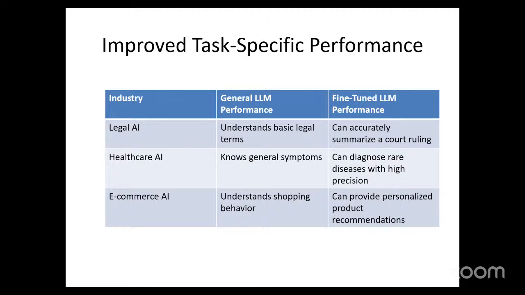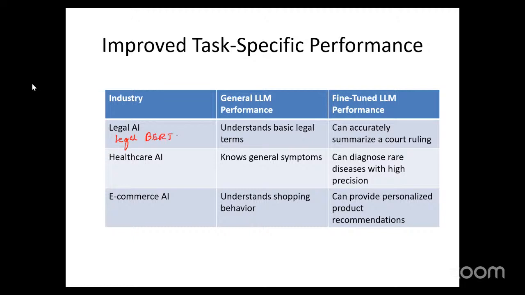So now let us see in specific what are the advantages we have. Improved task specific performance. Let us take examples of three industries over here, correct? Legal AI. We have a model called Legal BERT.